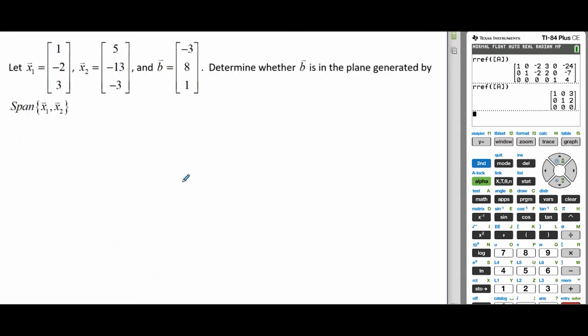So in this question, we have x1 and x2 and vector b, and it says determine whether b is in the plane generated by the span of x1 and x2. So x1 and x2 are in R3, three-dimensional space. And if I span two vectors, I know I'm going to get a plane. So if I span these two, I get a two-dimensional plane in three-dimensional space. And I want to know, is b in that plane? So if it is, it's one of the linear combinations of x1 and x2. So it means that there's some a1 times x1 plus some a2 times x2 that will give me vector b.